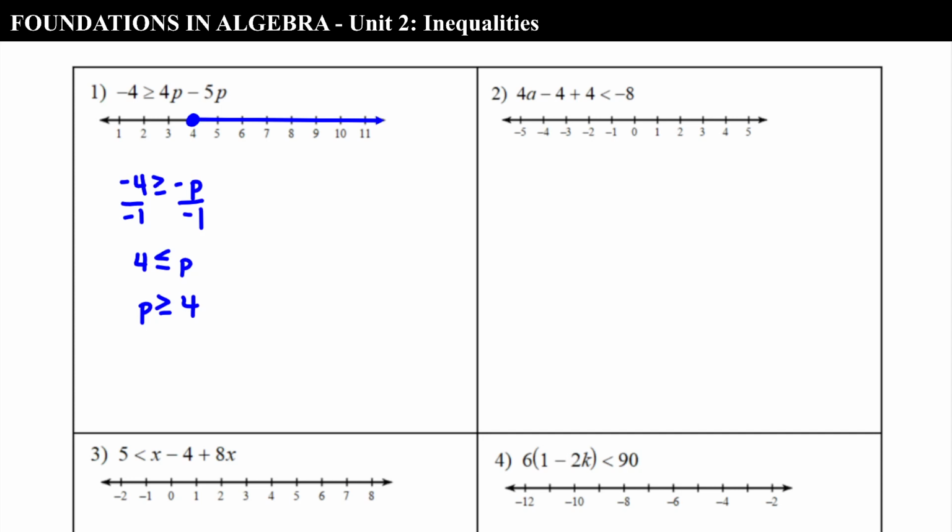All right, let's take a look at example 2. So for example 2, we're going to have to combine like terms. Negative 4 plus 4 is 0, so that leaves us with 4a on the left-hand side. And then we divide each side by 4, and we get a is less than negative 2. So we have an open dot at negative 2, and since we're less than, we're going to the left.